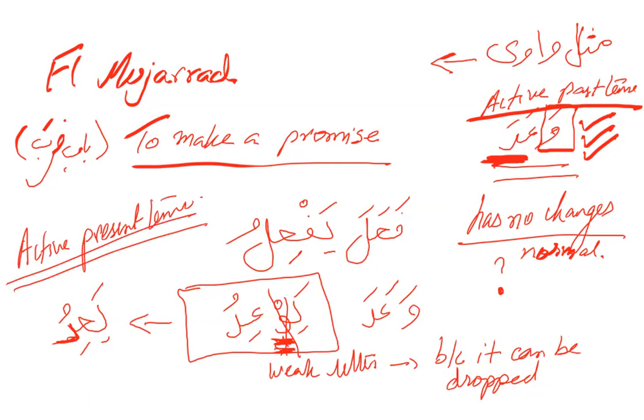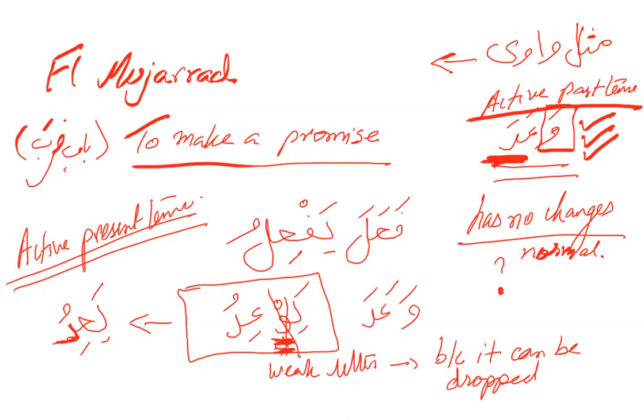If you see in the sarf book, there are points given, and the first point is that the wow is dropped in the mudare, therefore it does not appear in the amar or nahi. Because amar and nahi in the sarf saghir are made from the active present tense. So because the wow is dropped in the active present tense, it will not show up in the amar or the nahi. We will get to that inshallah when we get there.